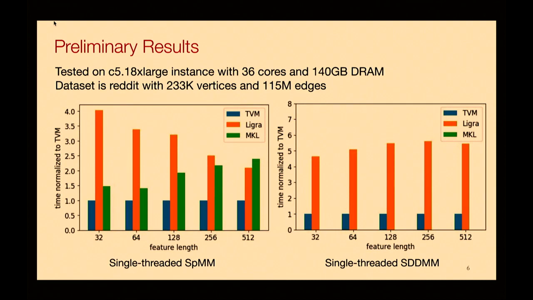We do the experiments on AWS C5 instance. The data set is Reddit, which is commonly used in graph neural network research. It has 200,000 vertices and 100 million edges. We compare TVM with MKL, which is Intel's official library, and Ligra, which is state-of-the-art CPU graph processing system. The figure on the left shows the result for SPMM running on single thread. As we can see, TVM is faster than both MKL and Ligra. The figure on the right shows the result for SDDMM. As we can see, TVM is 4 times to 6 times faster than Ligra, while MKL doesn't support this kernel.